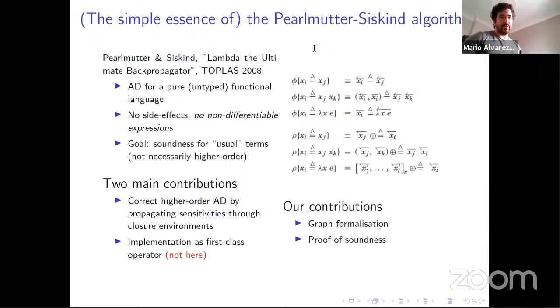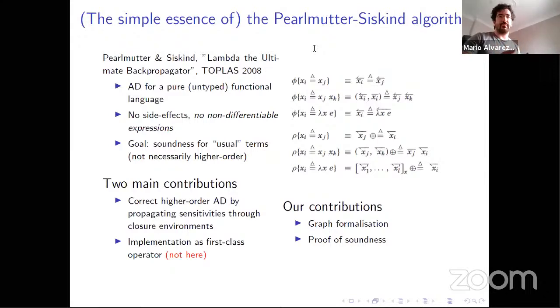Now, our contribution, I really want to emphasize, we didn't come up with this algorithm. Our contribution is a formalization of this algorithm as a bunch of graph rewriting rules, which we think are a lot more readable and easier to implement.